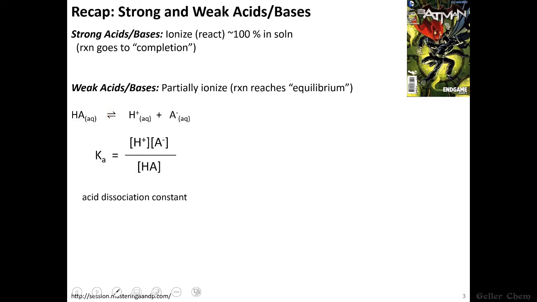And because there's an equilibrium, there must be a K value. And we give the special subscript A to denote that this equilibrium is an acid dissociation equilibrium. And this Ka expression will always look like this because all acid reactions in water do the same thing, no matter how complicated the acid is. Split into a proton and leave behind some anion, and those will always be your products, and the weak acid will always be your reactant.